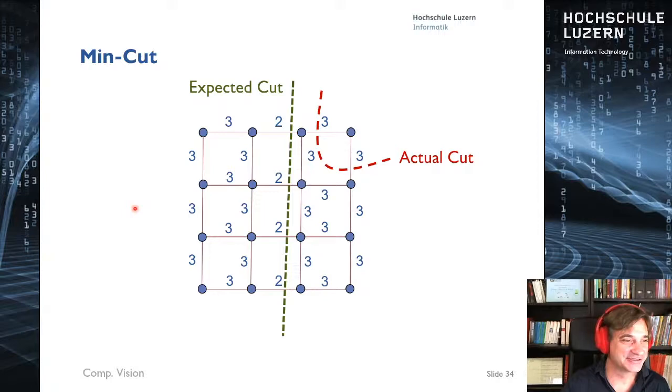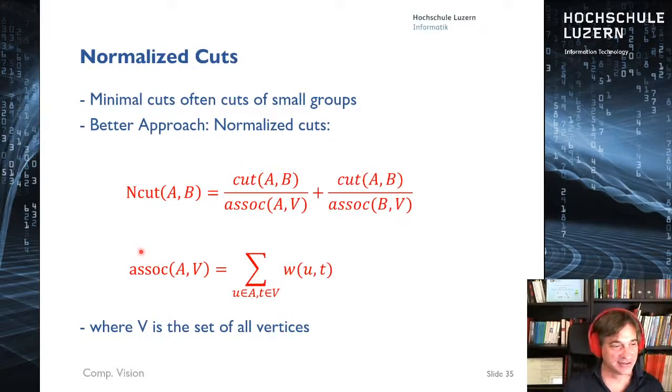A better solution that people came up with is the so-called normalized cut algorithm, and that is the graph cut algorithm that's mainly used. So the problem is, as we have seen, that the minimal cut can cut off small groups. So a better approach is this normalized cut, and this uses a different value for calculating the cut.